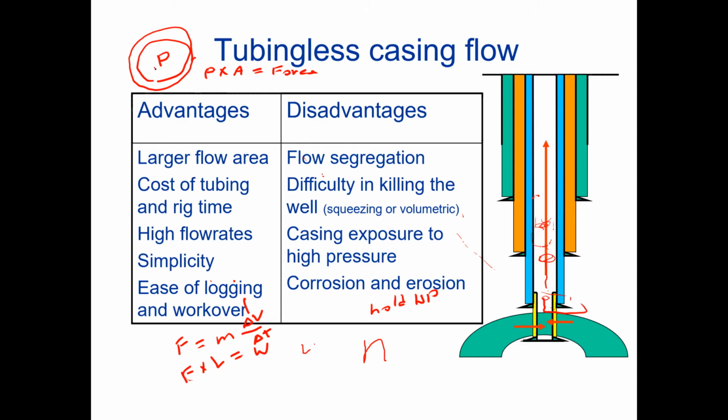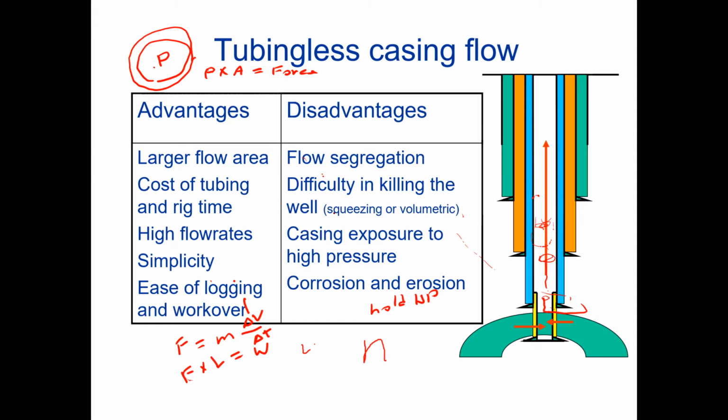That's why we run tubing, because tubing is smaller diameter. So we have a limitation on how much pressure we can put in the casing. Also, reservoir fluid can be corrosive and erosive, because high velocity fluid movement can cause erosion. And if you have saline water, H2S, CO2, that can cause corrosion.